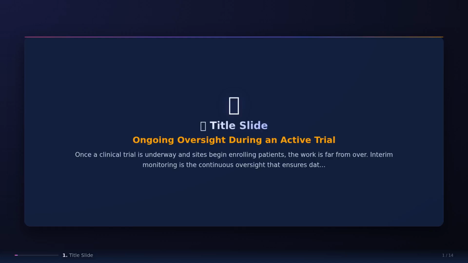site activity. In this module, we explore the core components of interim monitoring: routine and targeted monitoring visits, centralized data review, risk-based monitoring strategies, and the critical role of communication between monitors, sites, and the broader study team.